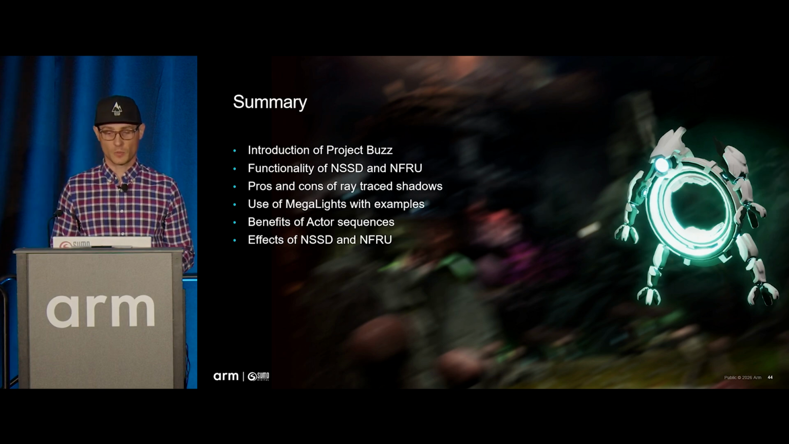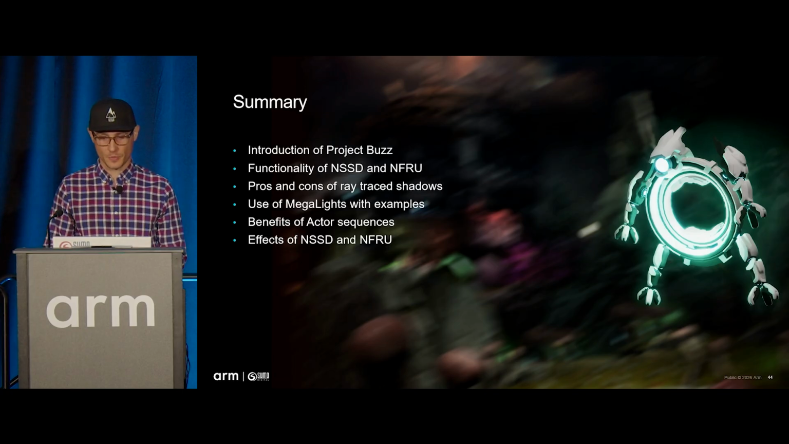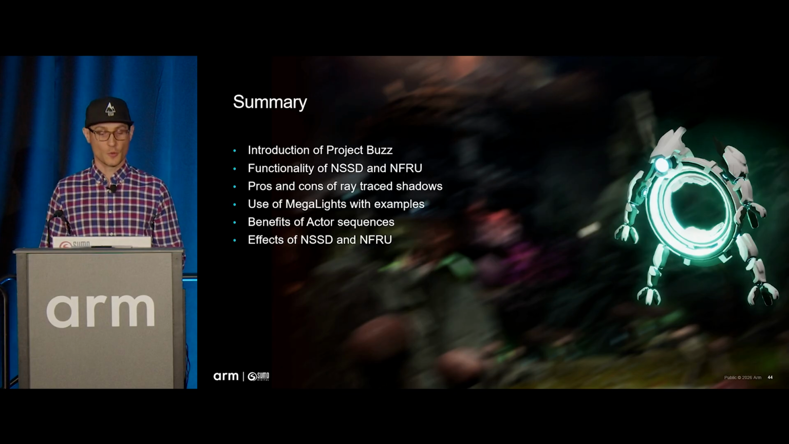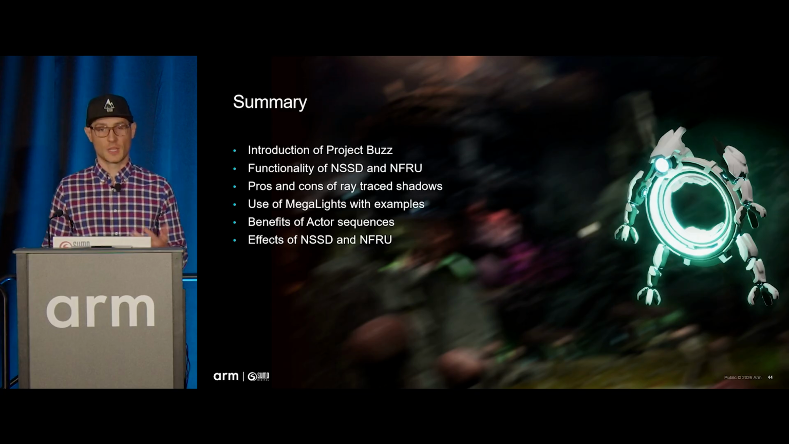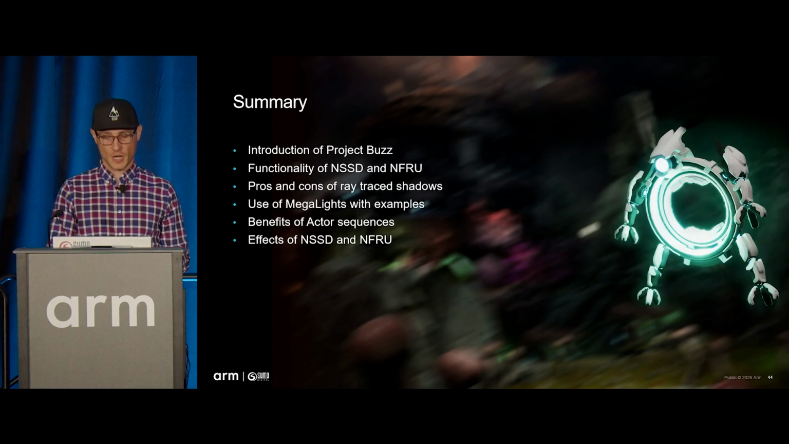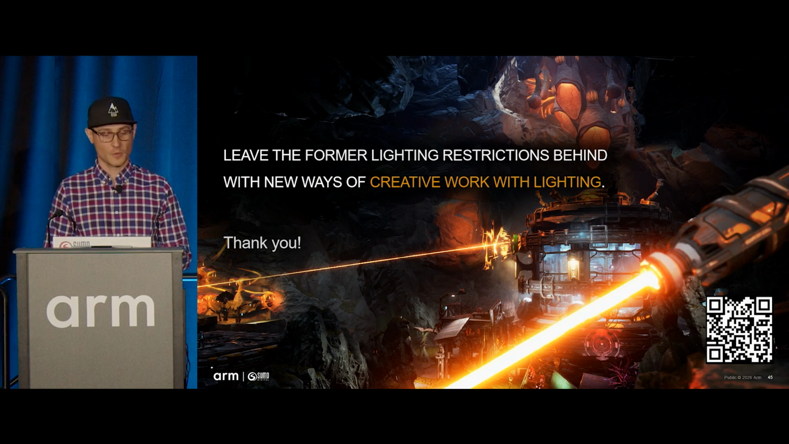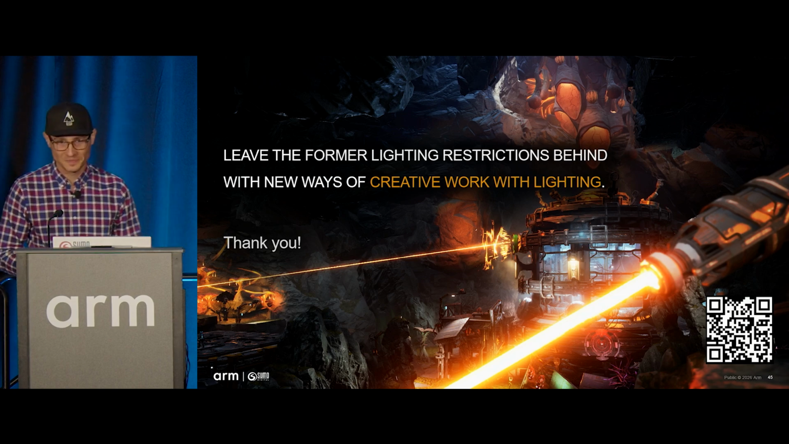The last feature I've talked about were actor sequences, how they can reduce back and forth between artists and programmers and speed up the process of development. As a last thing, I've made a summary of what benefits NSSD, NFRU, and MegaLights bring to development and who can benefit from them. But if there is one point I would like you to take away from this talk, it is that with the new possibilities that the features I described offer, we can leave the former lighting restrictions behind and find new ways of creative work with lighting on mobile. Thank you.